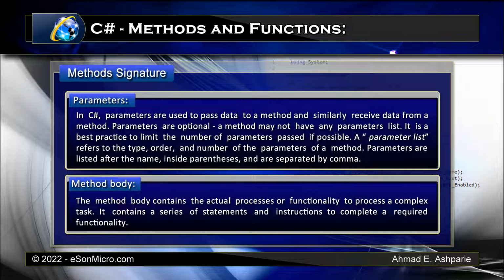Parameters. In C#, parameters are used to pass data to a method and similarly receive data from a method. Parameters are optional. A method may not have any parameter list. It is a best practice to limit the number of parameters passed if possible. A parameter list refers to the type, order, and number of the parameters of a method. Parameters are listed after the name inside parentheses and are separated by commas.